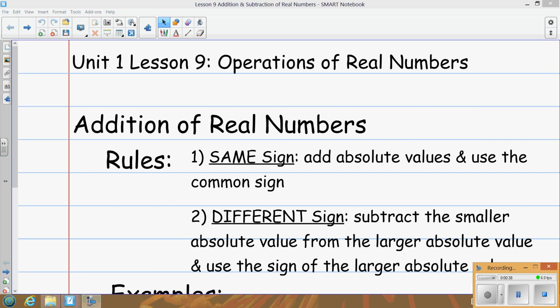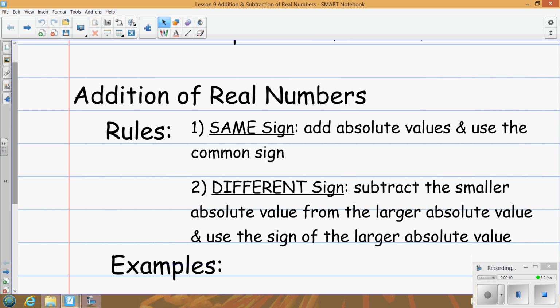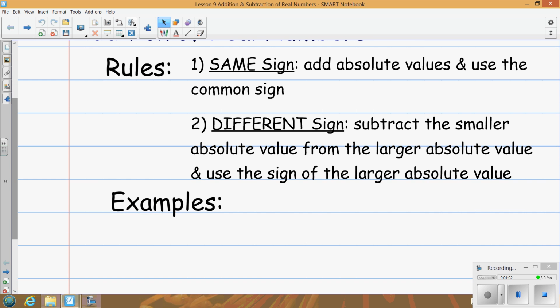So when we're adding, if they have the same sign, we're just adding the absolute values of the numbers and we're going to keep that sign between them. So absolute values, remember, just mean the positive of the number. Different sign means we're going to subtract the smaller absolute value from the larger absolute value, and then we're always going to keep the sign of the bigger absolute value number. So let's look at examples of this.